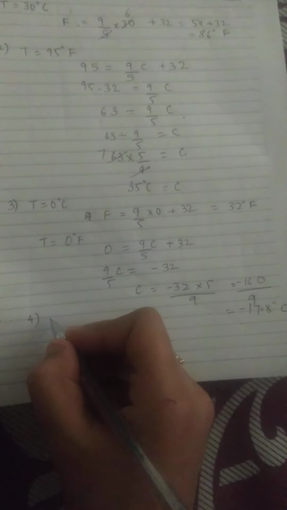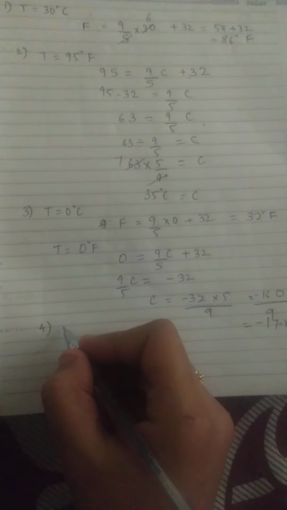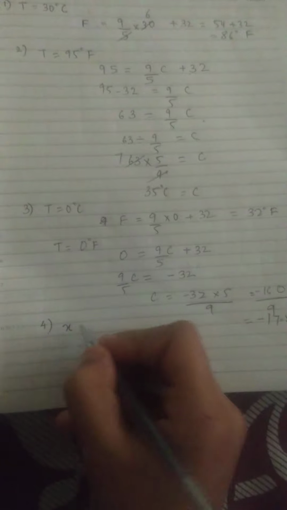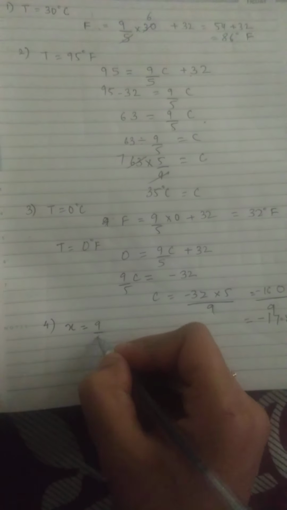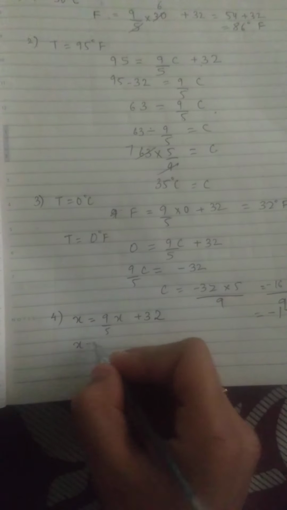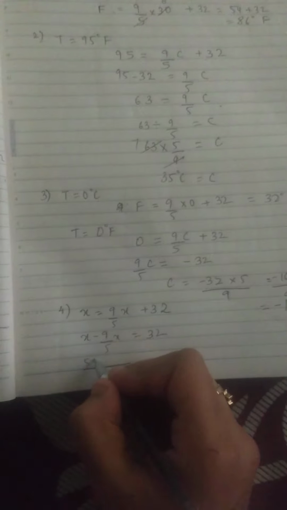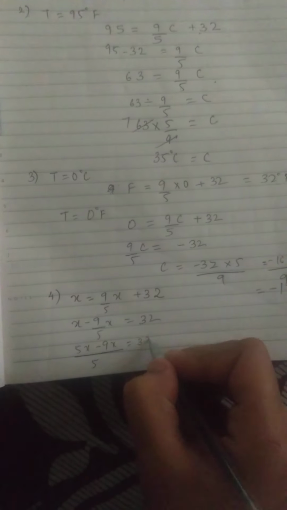Fourth, is there a temperature which is numerically the same in both? See, if both are the same, we can substitute any value. Let it be x. So x is equal to 9 by 5 x plus 32. Now it is a simple linear equation in one variable. We have to solve the equation. We'll take the LCM. 5x minus 9x is equal to 32 times 5.